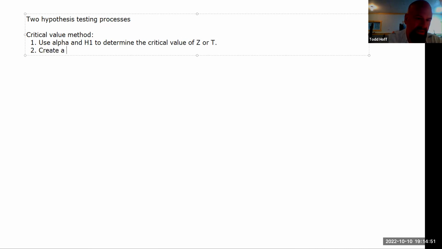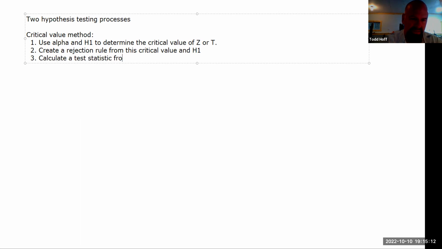Then we create a rejection rule from this critical value and the alternative hypothesis. And then we gather the data and calculate a test statistic from the sample data. And then finally, make the decision, draw the conclusion. Does our sample result fit with our assumption that we made? Or the second one is something called a p-value method.